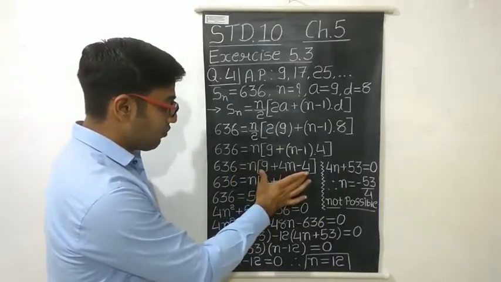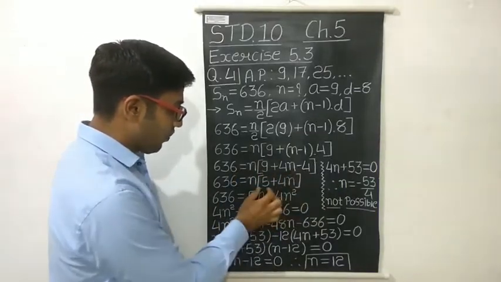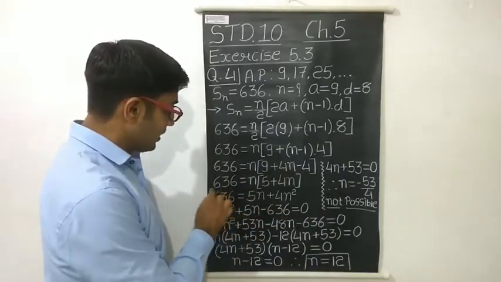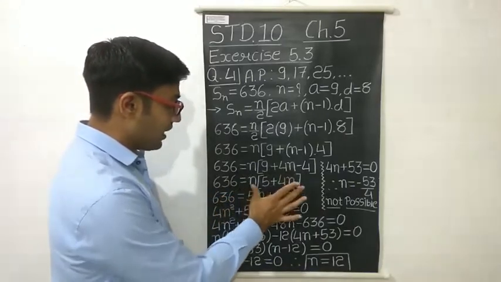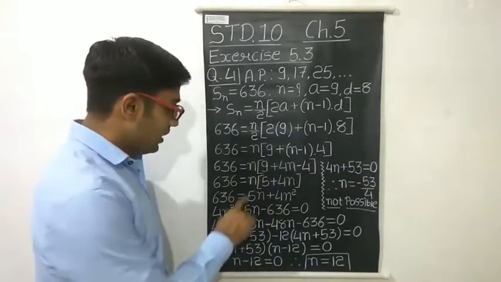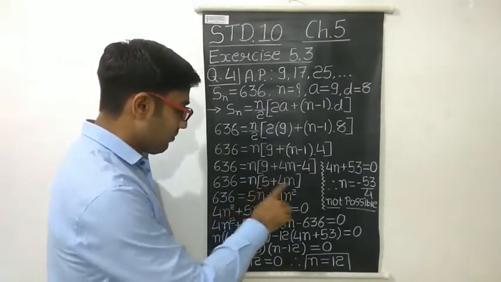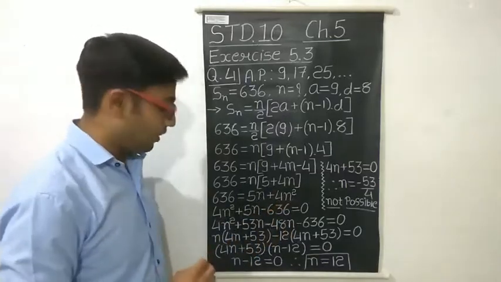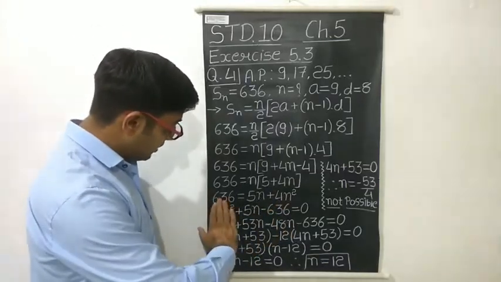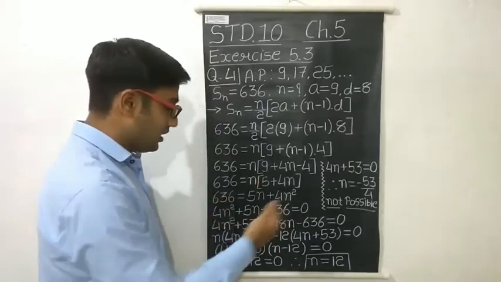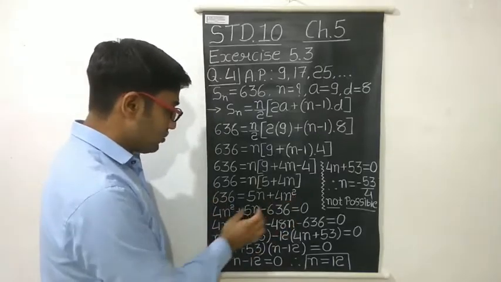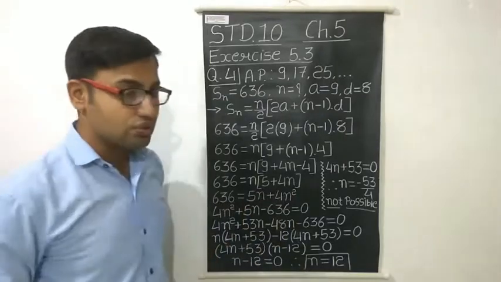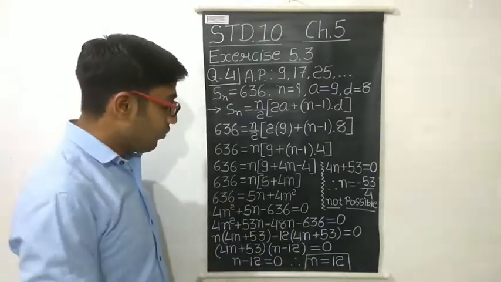Now the simplification of these terms: 9 minus 4 is 5. 4n will remain as it is. So here we will get 636 is equal to n in the bracket 5 plus 4n. Now multiply this n in the bracket, we will get 5n plus 4n square. Now take this 636 to the right hand side, we will get 4n square plus 5n minus 636 is equal to 0.